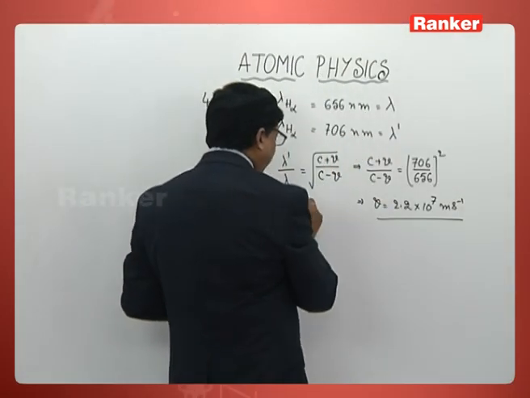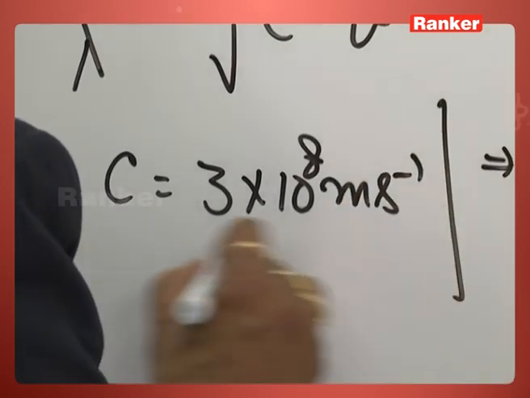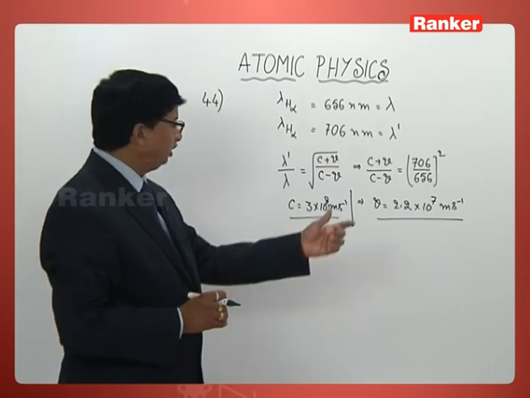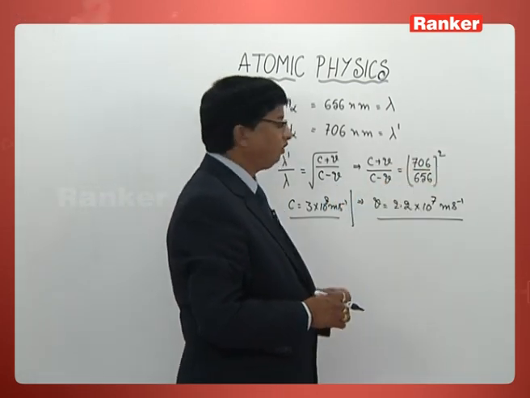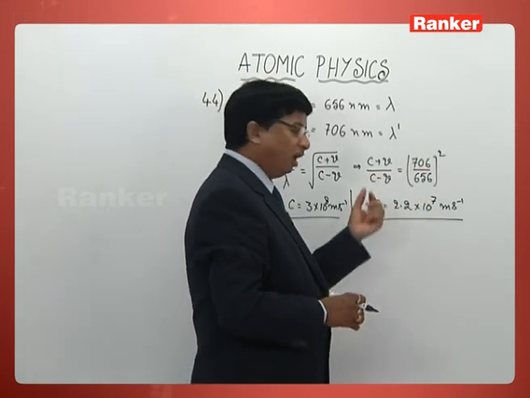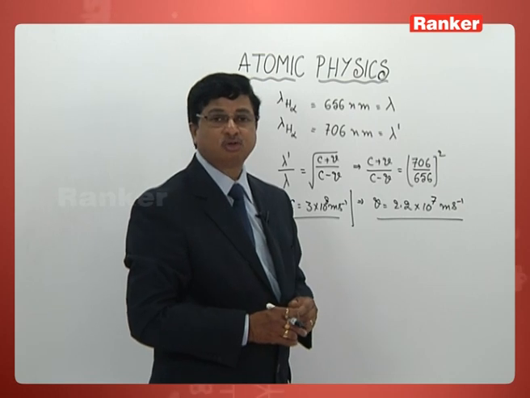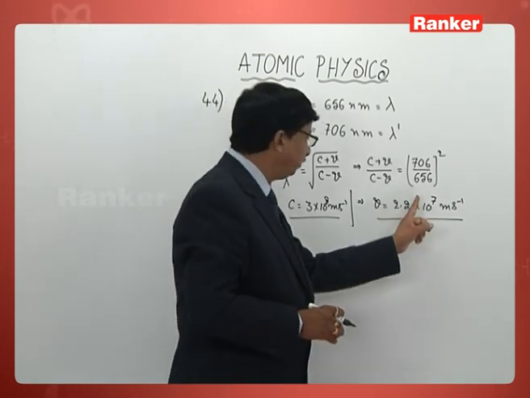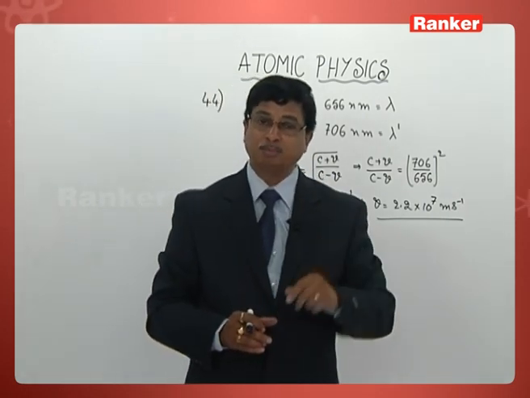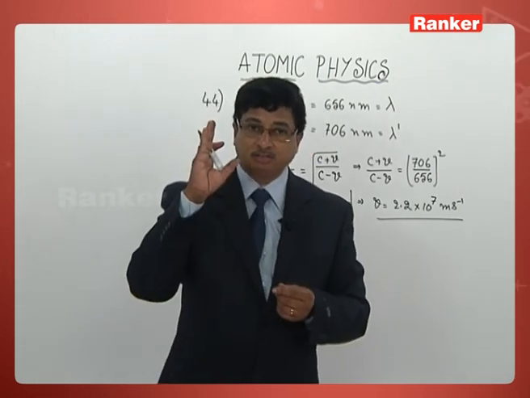And observe what the c value is here. c is 3 into 10 to the power 8 meter per second as such. This is the velocity of light, which is known to every one of us. Only thing is, you just have to simplify this 706 over 656 whole square. Roughly estimate that, cross multiply, take the value of c and simplify, and you will get v as 2.2 into 10 to the power 7 meter per second. So that particular galaxy in this problem is having certainly greater velocity. It's 2.2 into 10 power 7 meter per second.